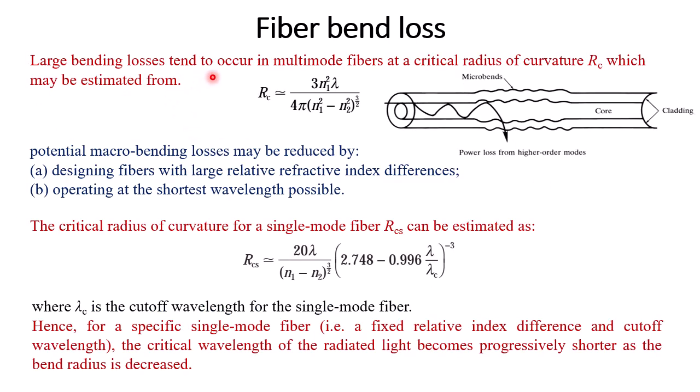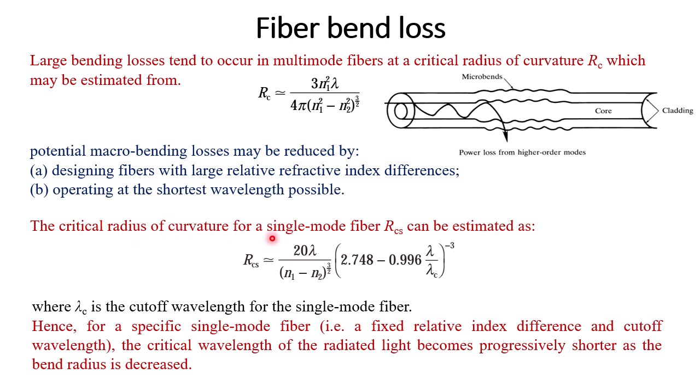Large bending losses tend to occur in multimode fibers at the critical radius of curvature of RC, which may be estimated. RC is nearly equal to 3 n1 square lambda divided by 4 pi, n1 square minus n2 square to the power 3 by 2. So potential macro bending losses may be reduced by designing fibers with large relative refractive index differences, operating at shortest possible wavelength. So these are the way out.